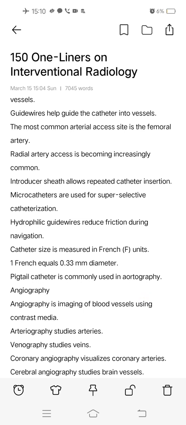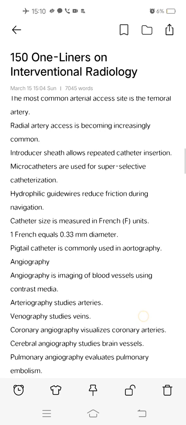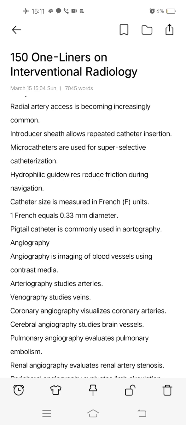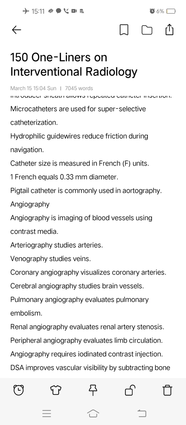Catheter size is measured in French, or F, units. One French equals 0.33 mm diameter. Pigtail catheter is commonly used in aortography. Next point, angiography. Angiography is imaging of blood vessels using contrast media. Arteriography is the study of arteries. Venography is the study of veins.